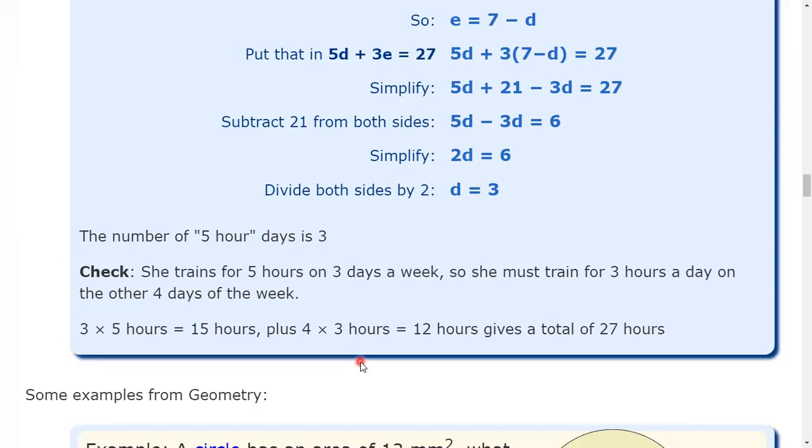So in this way, 3 days of 5 hours for the first 3 days will be 15 hours, and the remaining 4 days of 3 hours will become 12 hours. So 15 plus 12 will make 27 hours. So she will complete her task if she distributes it this way. Am I right? Are you getting this problem?